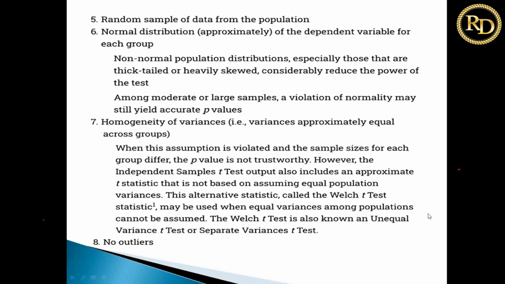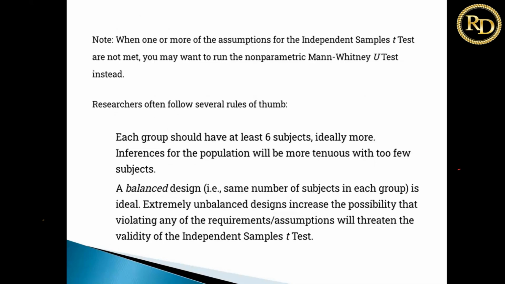And we know that there should not be outliers in the data. Otherwise, we will go for some robust measures. Note, when one or more of the assumptions for the independent sample t-test are not met, you may want to run the non-parametric test. The non-parametric test equivalent to the independent sample t-test is the Mann-Whitney U test. It is applied when the assumption of normality is not met for testing the independent sample t-test for two samples.